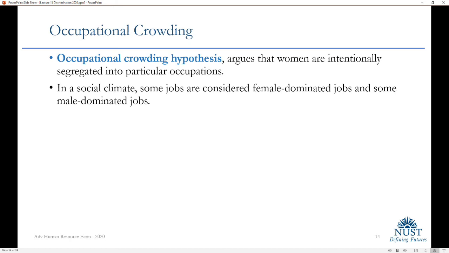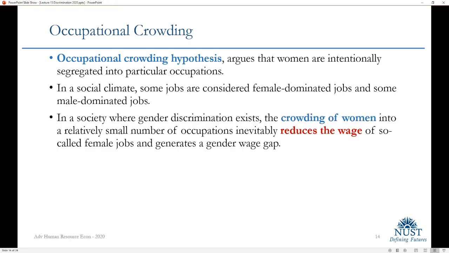The occupational crowding out hypothesis argues that women are intentionally segregated into particular occupations. In a social climate, some jobs are considered female dominated jobs and some male dominated jobs. In a society where gender discrimination exists, the crowding of women into a relatively small number of occupations inevitably reduces the wages of so-called female jobs. Because there is a discrimination coefficient associated with gender discrimination as well, in the occupations in which most of the workers are females, the wage rates of those occupations are lower.